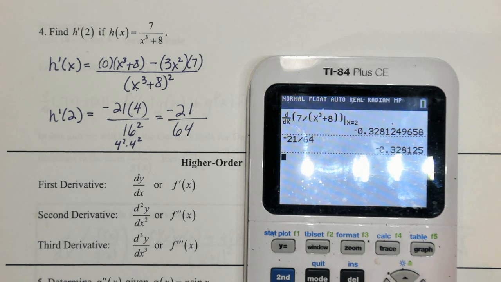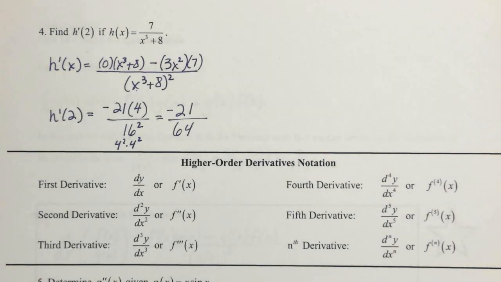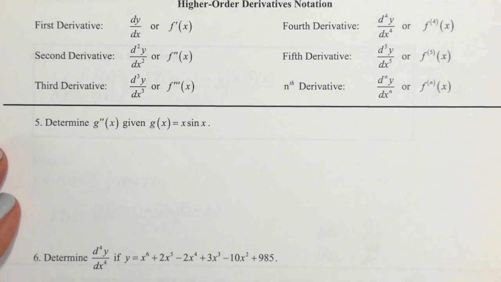And yep, it is correct to 3 decimal places. At least 3. All right, higher order derivatives, you guys.